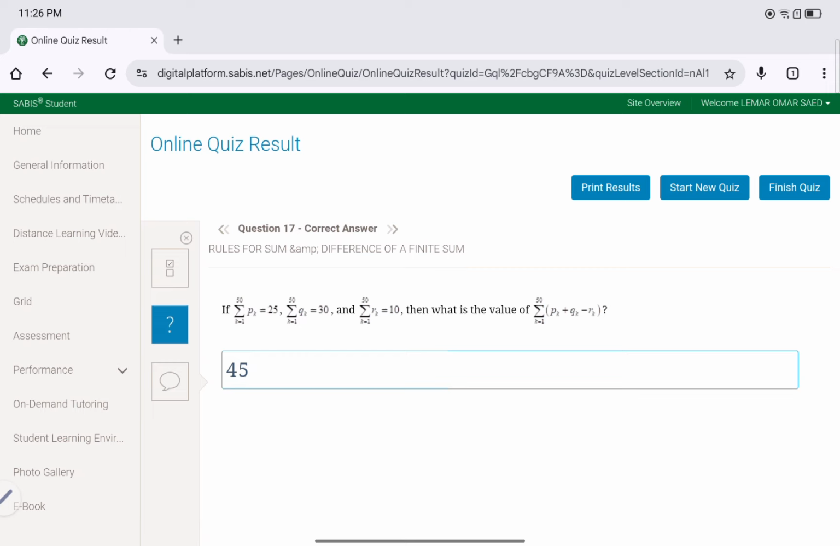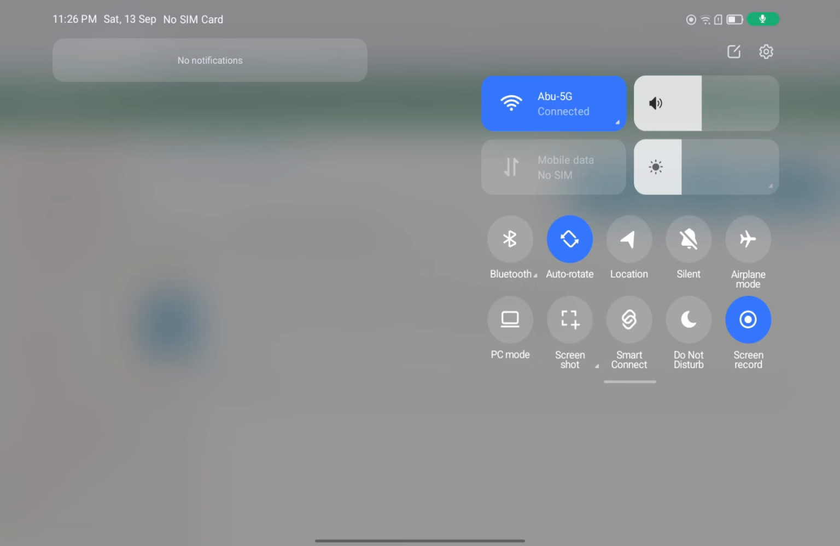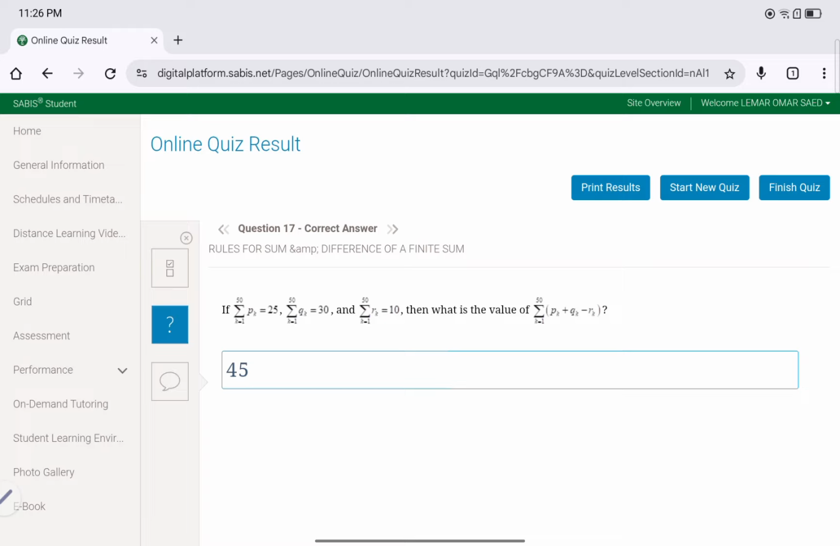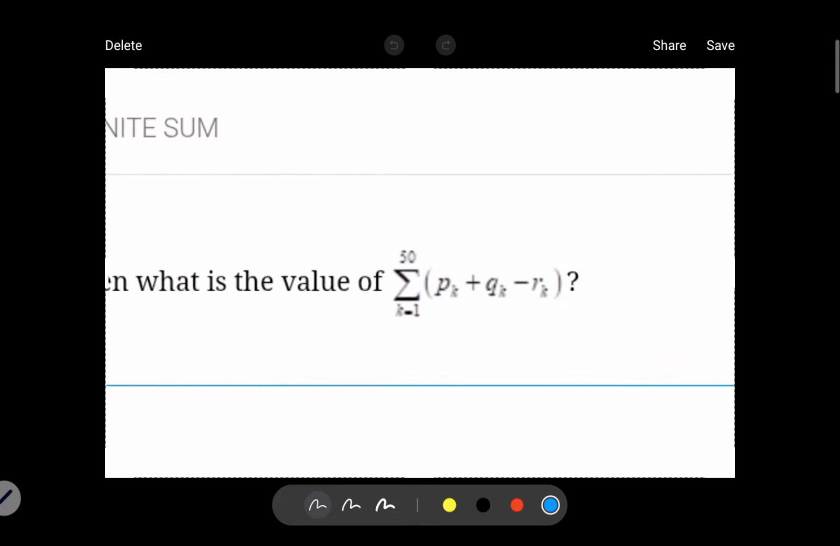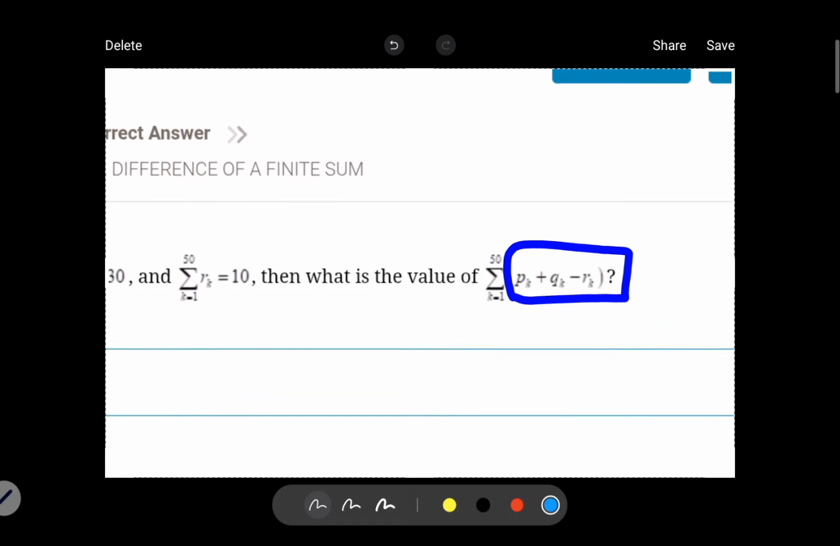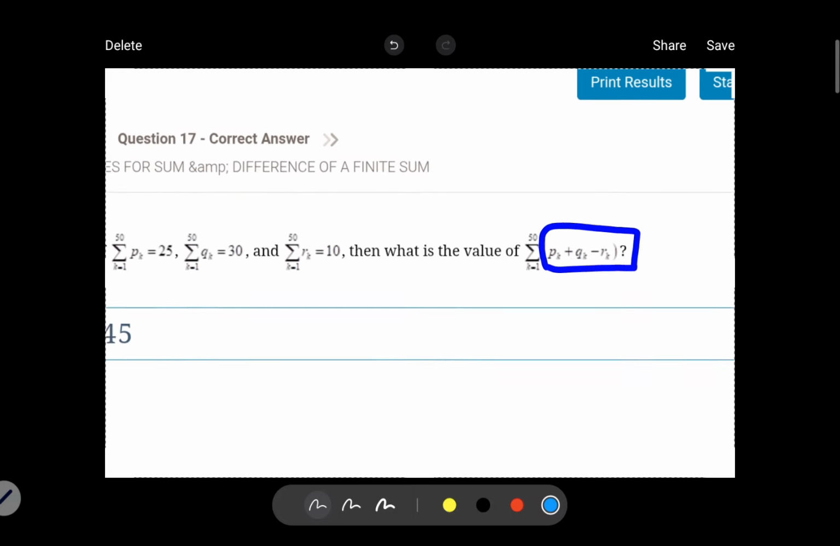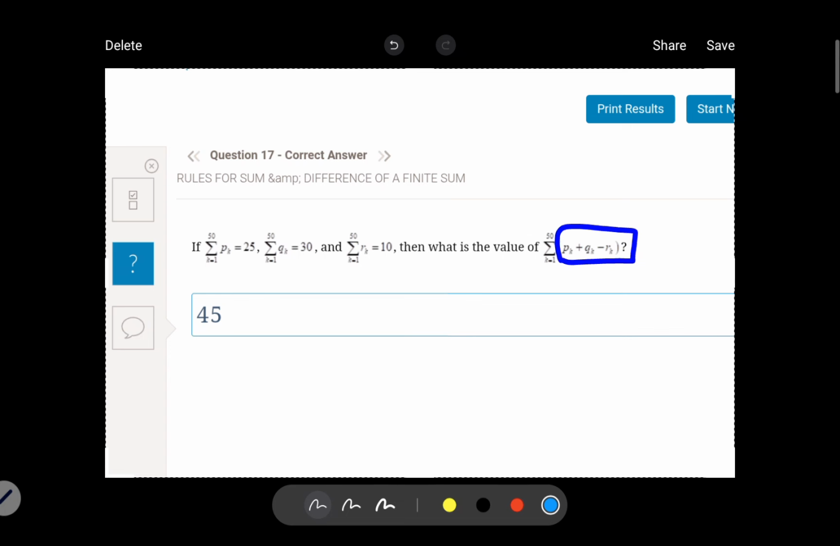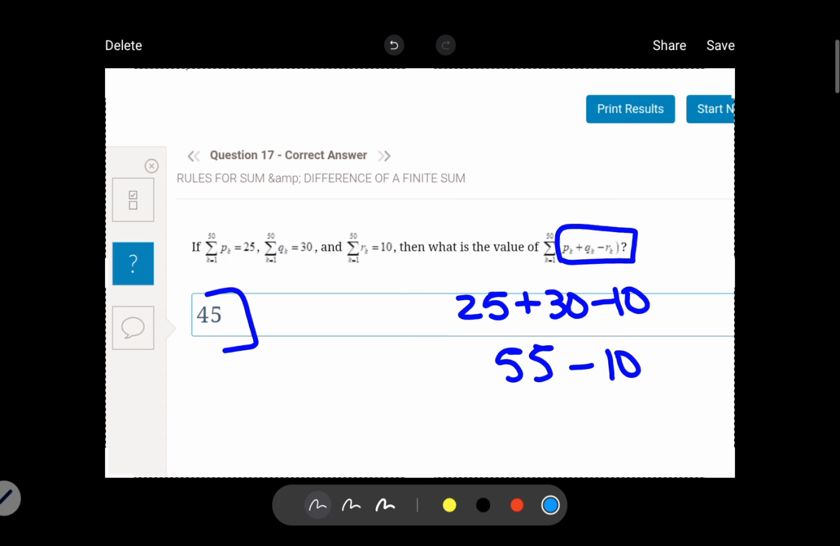Okay, now this one, it's also very easy. It repeated like 300 times. Just look here. They said pk plus qk minus rk. So pk is 25, qk is 30, and minus 10. So 55 minus 10 equals 45.